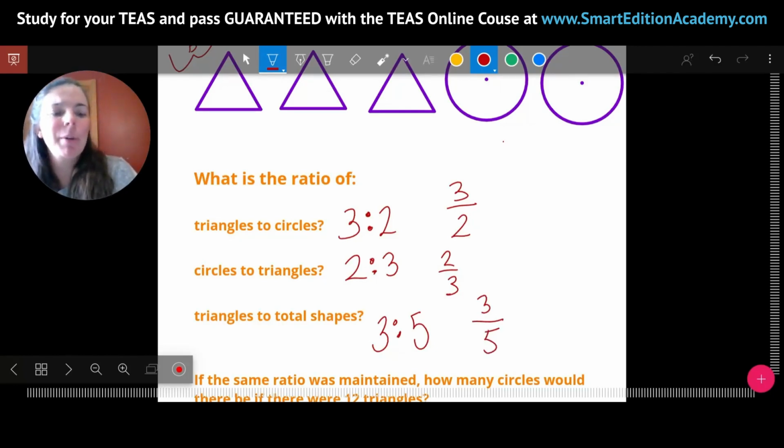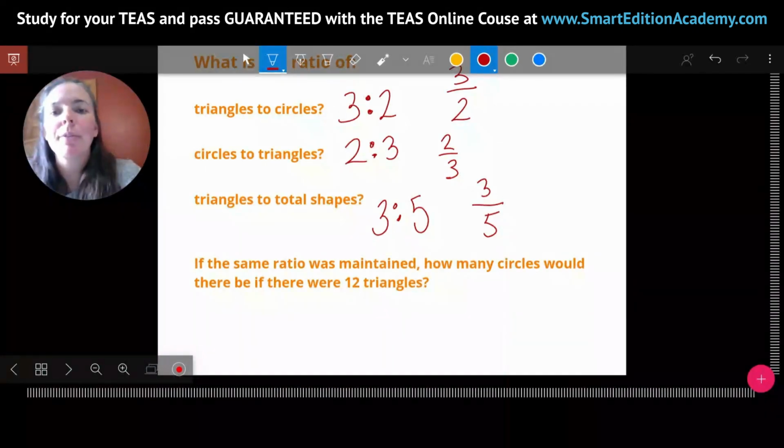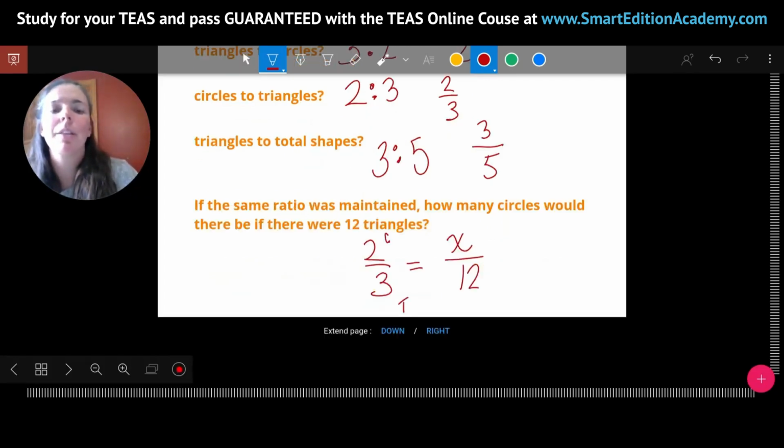And just like a little bonus question here, something you might need to do: if the same ratio was maintained, how many circles would there be if there were 12 triangles? Well, I could actually set up a proportion to solve this. Circles to triangles I know is 2 to 3. So I'm putting circles on top and triangles on the bottom. This needs to maintain the same ratio, so this is going to be equal to how many circles, let's call it X, over 12 triangles. So I have circles on the top, triangles on the bottom.